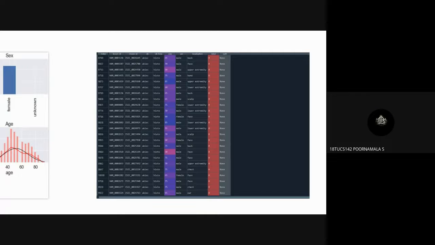Yes, Purnamala. Yes, ma'am. So the second image shows the representation of the male and the female, where they have got the localization in the back or in the scalp or on the lower extremity, based on their ages. So basically, in this image, we have balanced the data, and it is the output of the data set which is in the balanced format, ma'am.